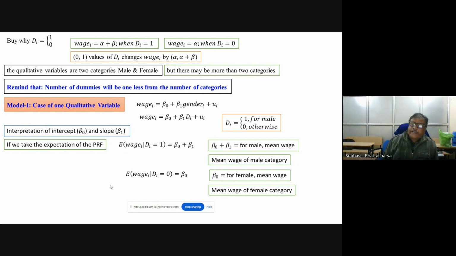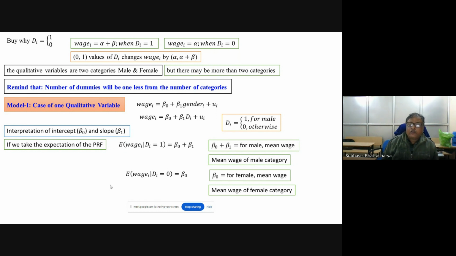You get the mean wage for the male as beta 0 plus beta 1, putting Di equal to 1 into the equation. And what is the mean wage for the female? That is beta 0. So it is clear to you what the interpretation of beta 0 is.